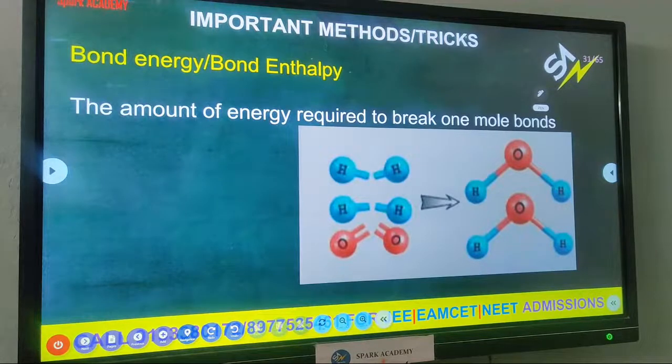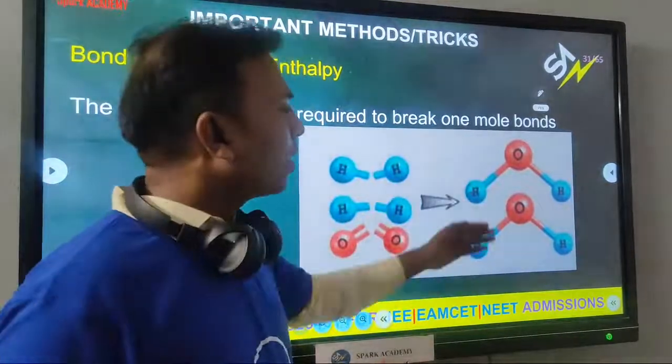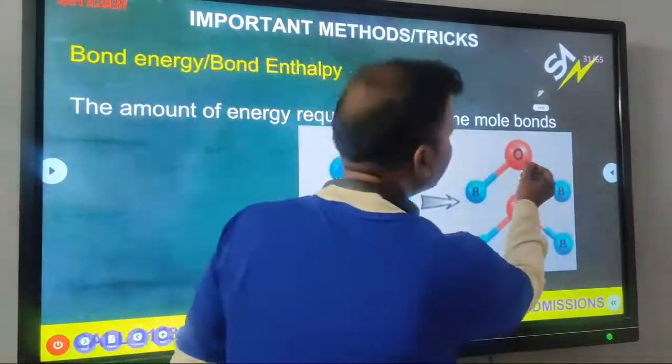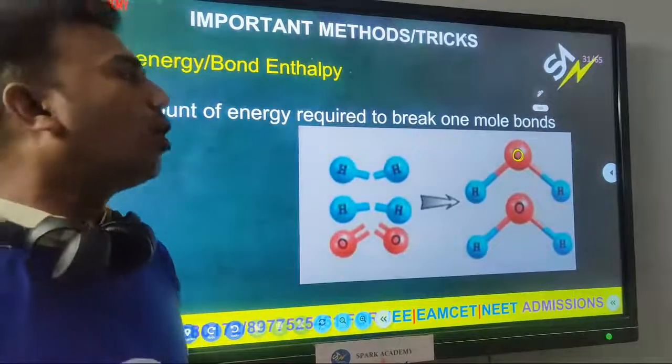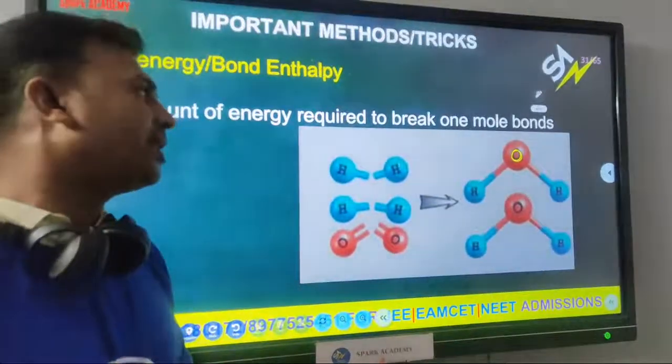Now after learning the two types of bond parameters, the third one is bond energy or bond enthalpy. Bond energy and bond enthalpy are the same. See here, we have molecules, two examples. Here again, example C shows oxygen as the central atom. Oxygen is bonded with hydrogens. Below also, oxygen is bonded with hydrogens.